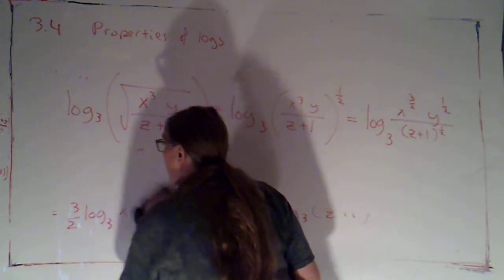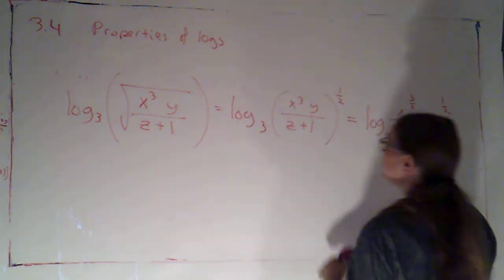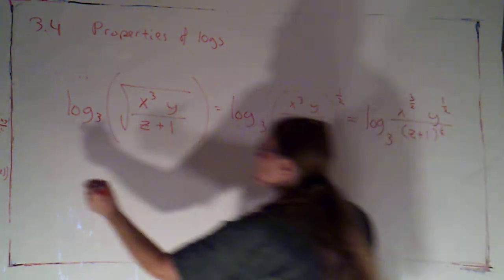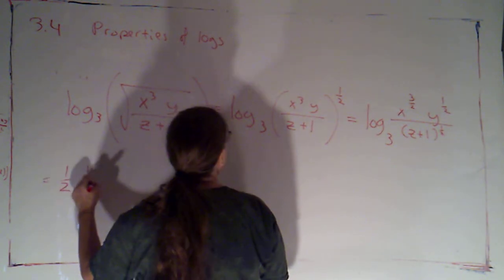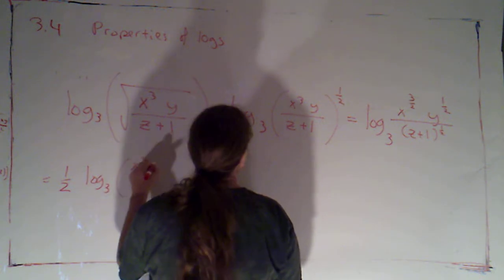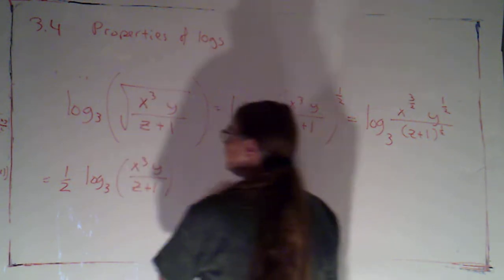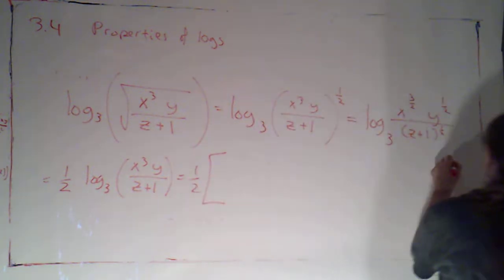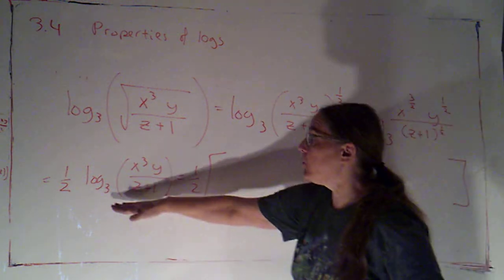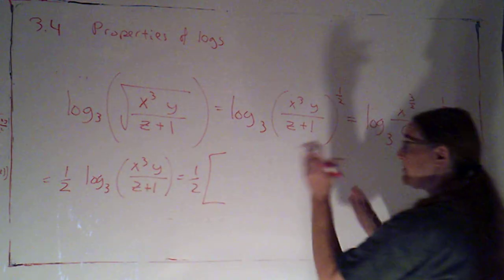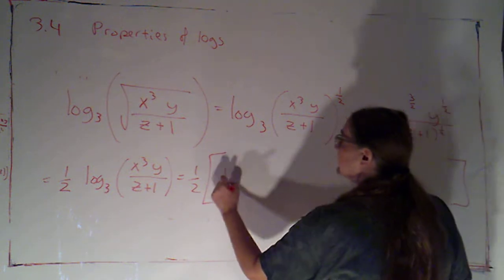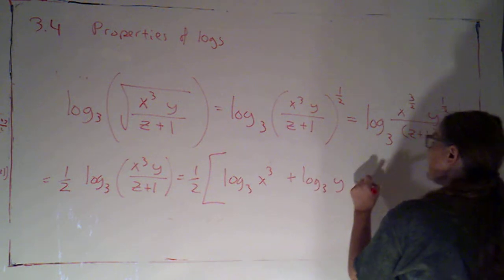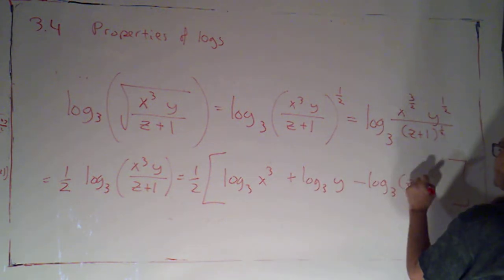Okay, my other option I mentioned would have been that because this applies to the entire base here, I could have brought it down in front of the log. So I could have said this equals 1/2 the log base 3 of x cubed y over z plus 1. Okay. Totally fine, but then that 1/2 will apply to the entire thing when I break this apart. So it would be 1/2 times the quantity, log base 3 of x cubed, plus log base 3 of y, minus log base 3 of z plus 1.